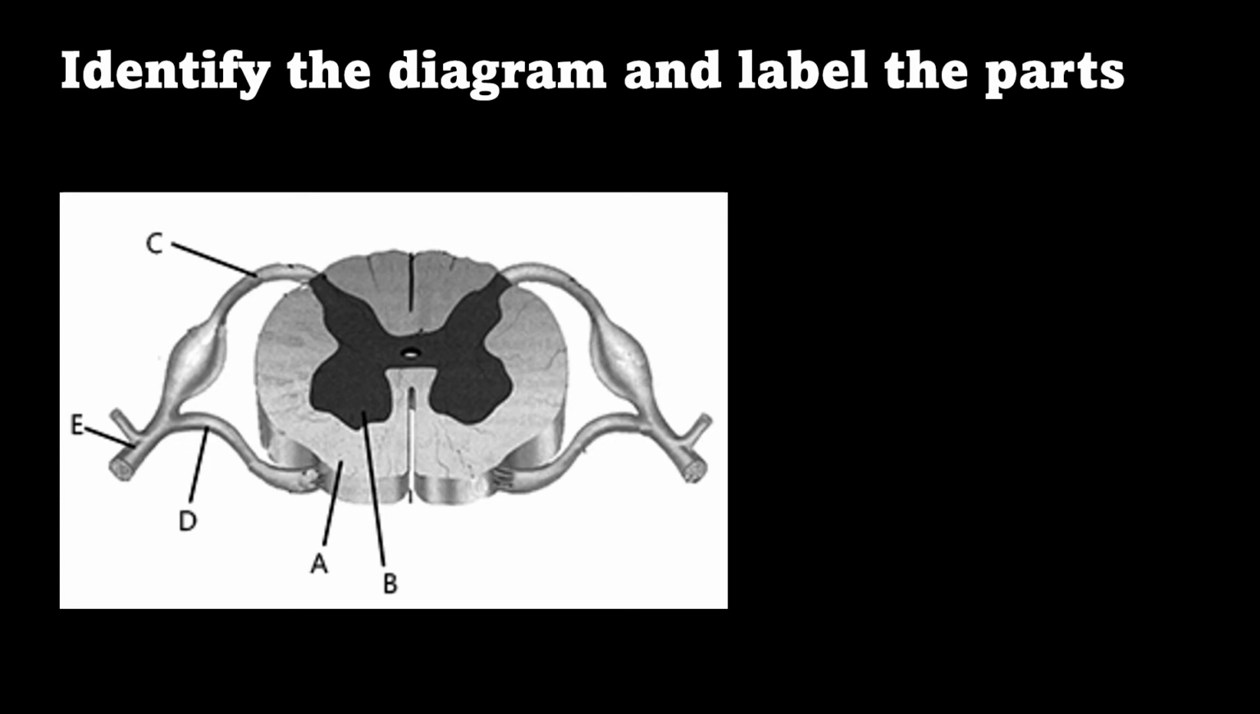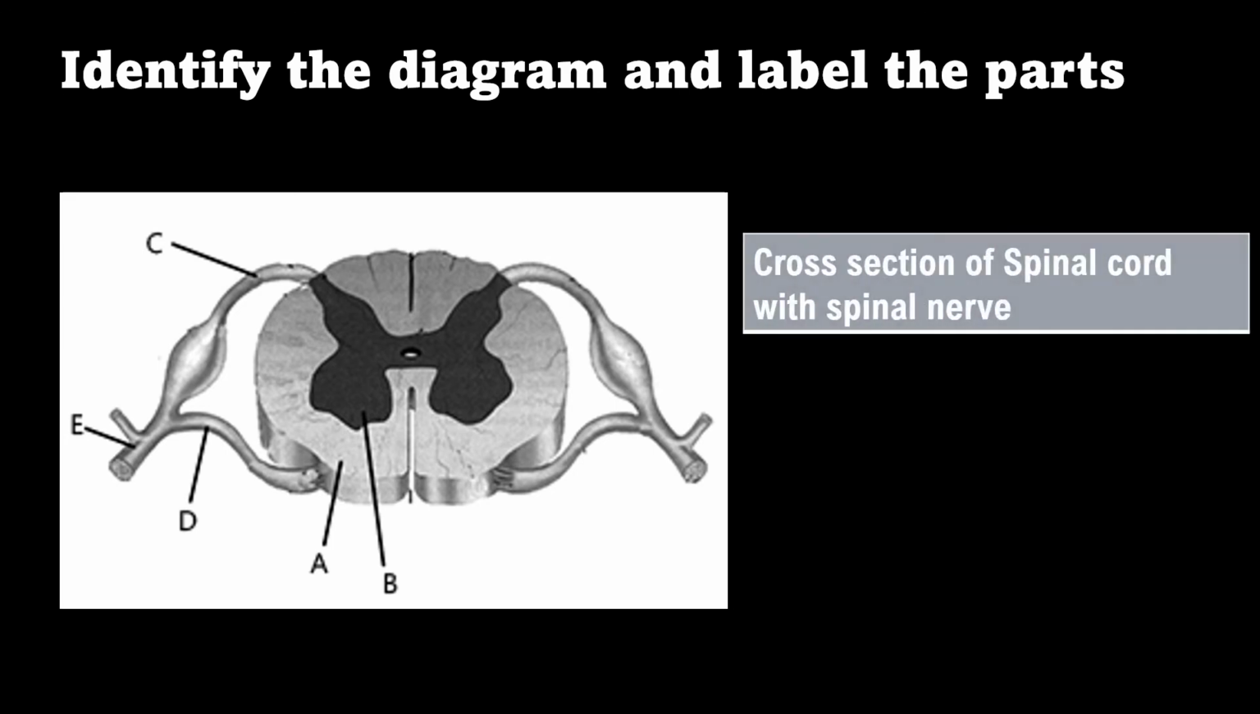Identify the diagram and label the parts. This is the cross section of spinal cord with spinal nerve. Then we can go through the labelings. A is white matter, B gray matter, C dorsal root, D ventral root, E spinal nerve.